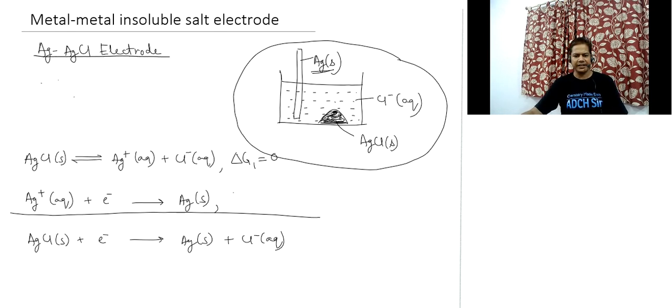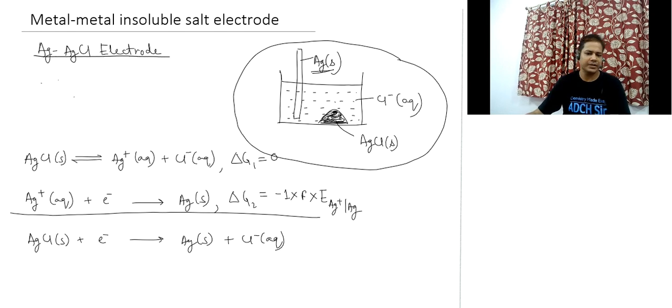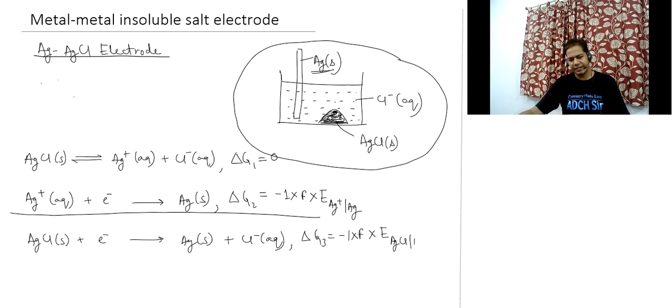Looking at the second reaction, if we write this as delta G2, delta G is minus nFE. The value of n for this half reaction is 1. So delta G2 will be minus 1 into F into E for this half reaction, where E will be E of Ag+ to Ag. Similarly, for the third reaction, which is the addition of the first two reactions, delta G3 is equal to minus 1 into F into the electrode potential for this half reaction, which we can write as E of AgCl to Ag and Cl-.